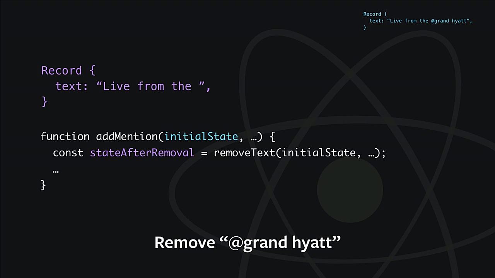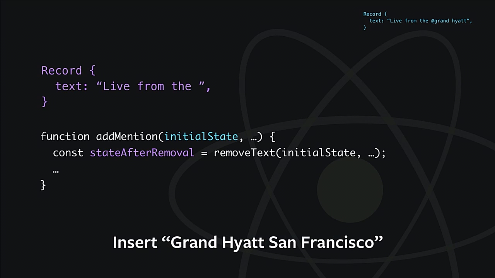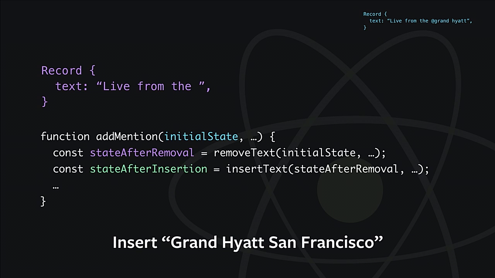The next thing we're going to do is insert Grand Hyatt San Francisco, our full structured text that we expect to be there after the mention. And for that, we'll call some function insert text. What this is going to do is receive the state that we just got from the previous function call, and we're going to apply some text to that and return another new state. So we're done with that one. And we now have another record, live from the Grand Hyatt San Francisco, with the full text.